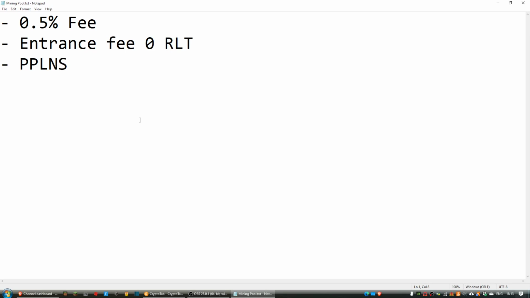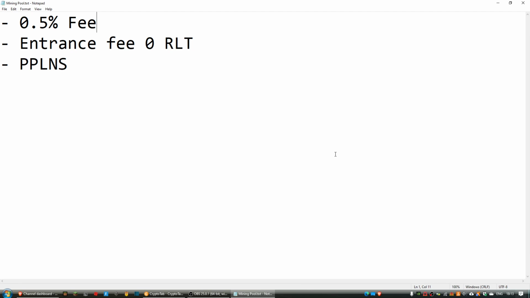Today I'm talking about what I will do for my mining pool. So, firstly, my Rollercoin one. Firstly, a 0.5 cent fee will be what I do. I've chosen that so I can still earn a bit of money, because there will probably be Rollercoin operating costs or something for it.